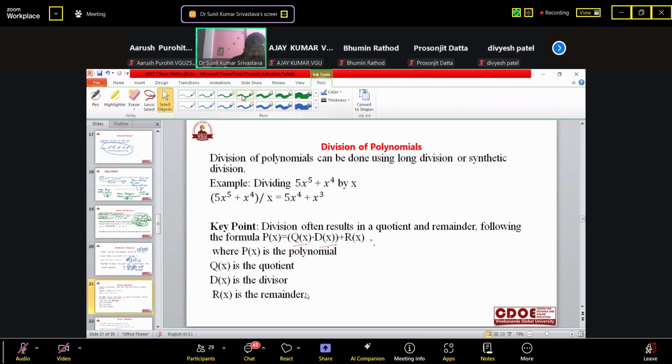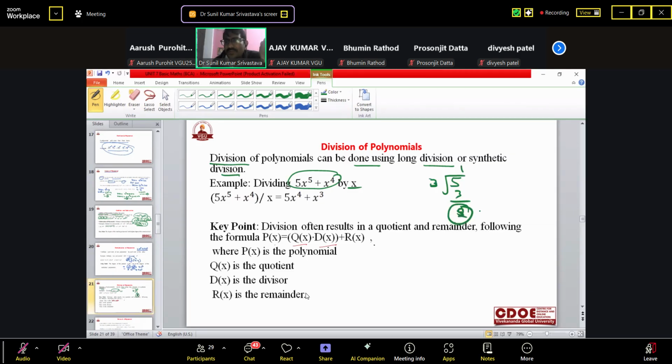And similarly, it is a very easy task to divide polynomials. Division of a polynomial can be done by synthetic division. Suppose we are going to divide 5x raised to the power of 4 by x. So division can be done in an easy way. Suppose you are going to divide 5 by 3. The number 3 goes in one time, 3, and from 5 the remainder is 2.